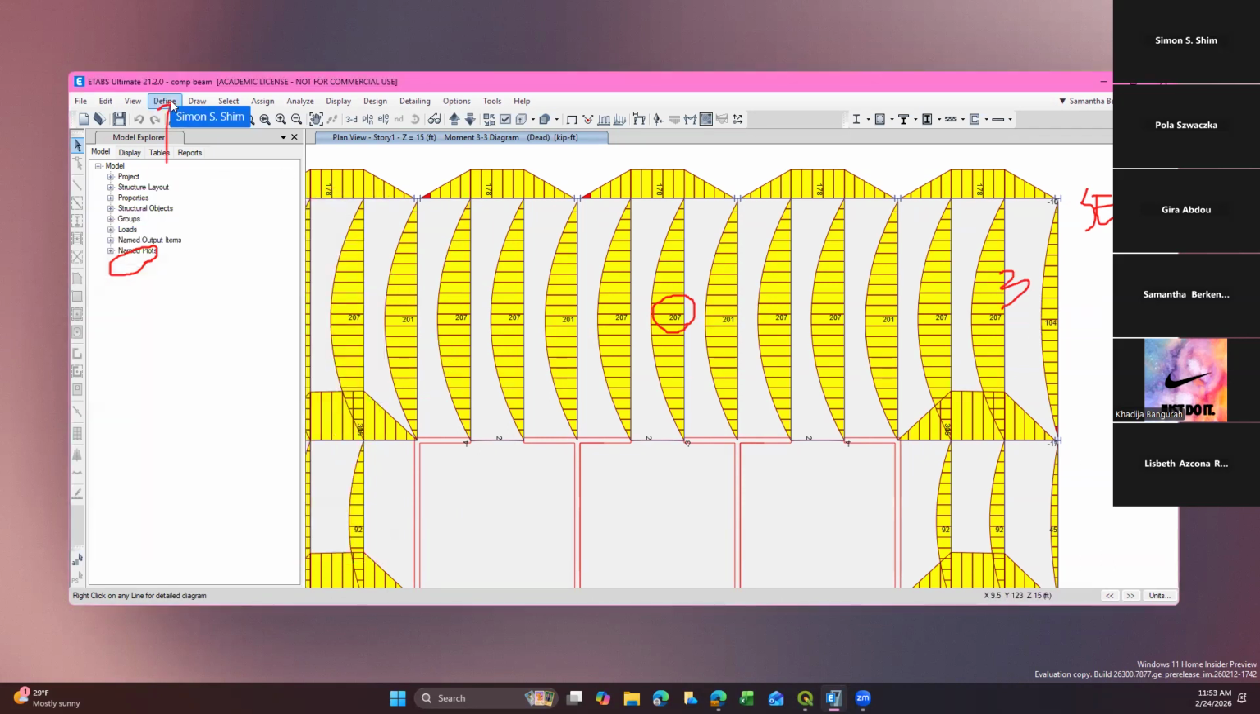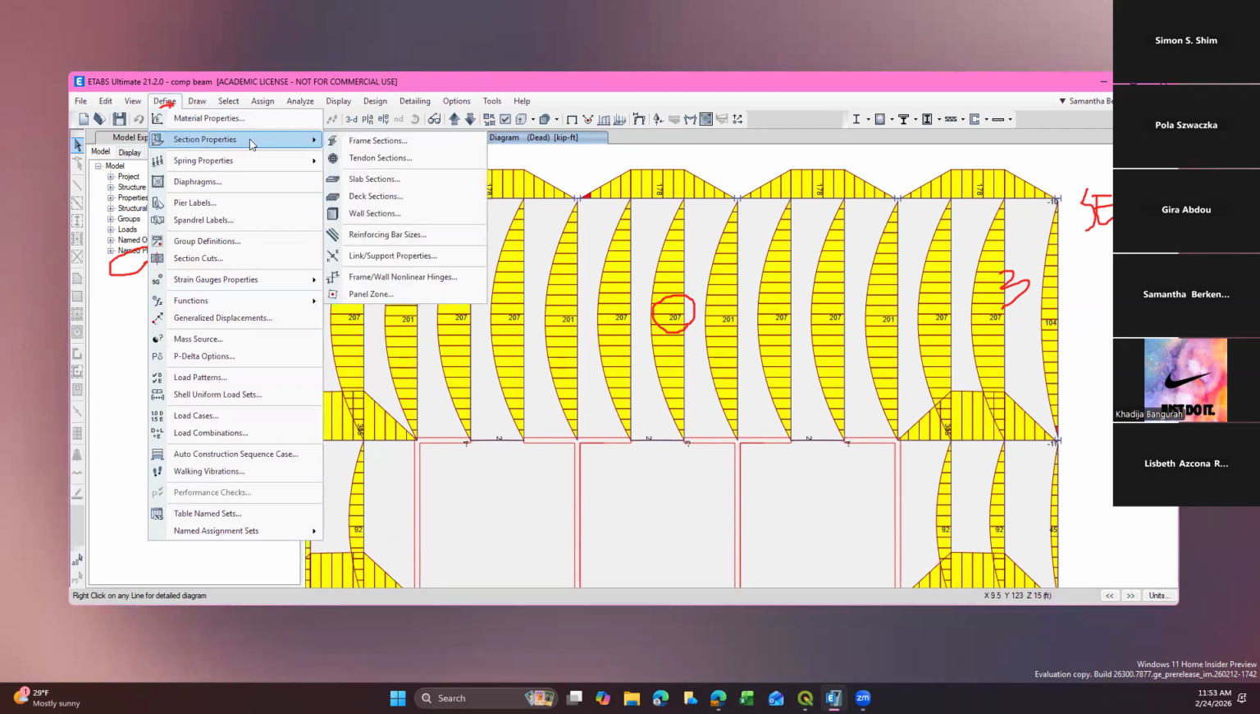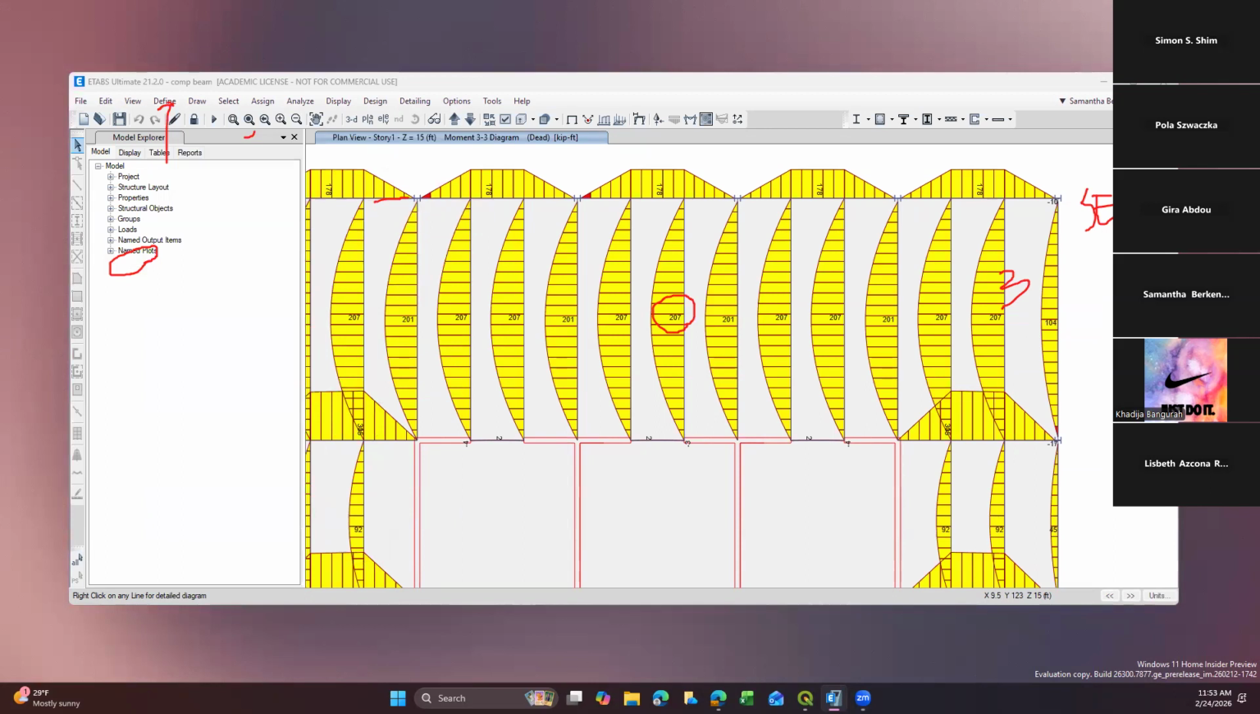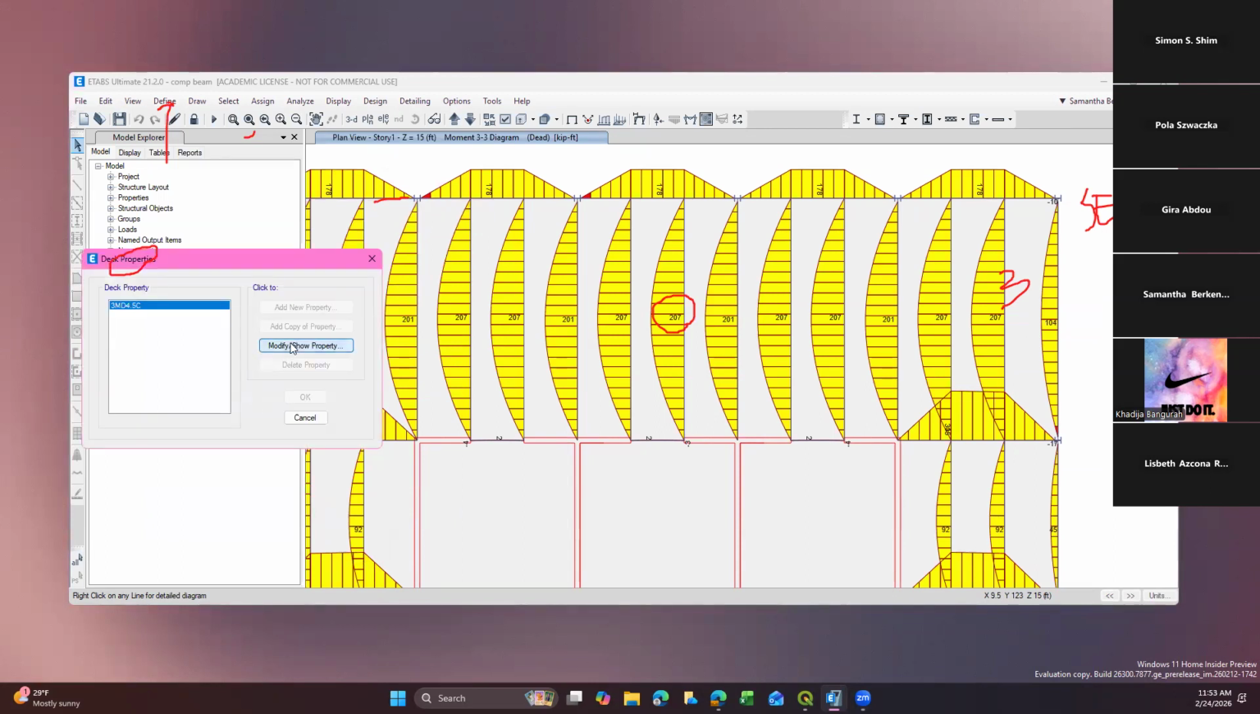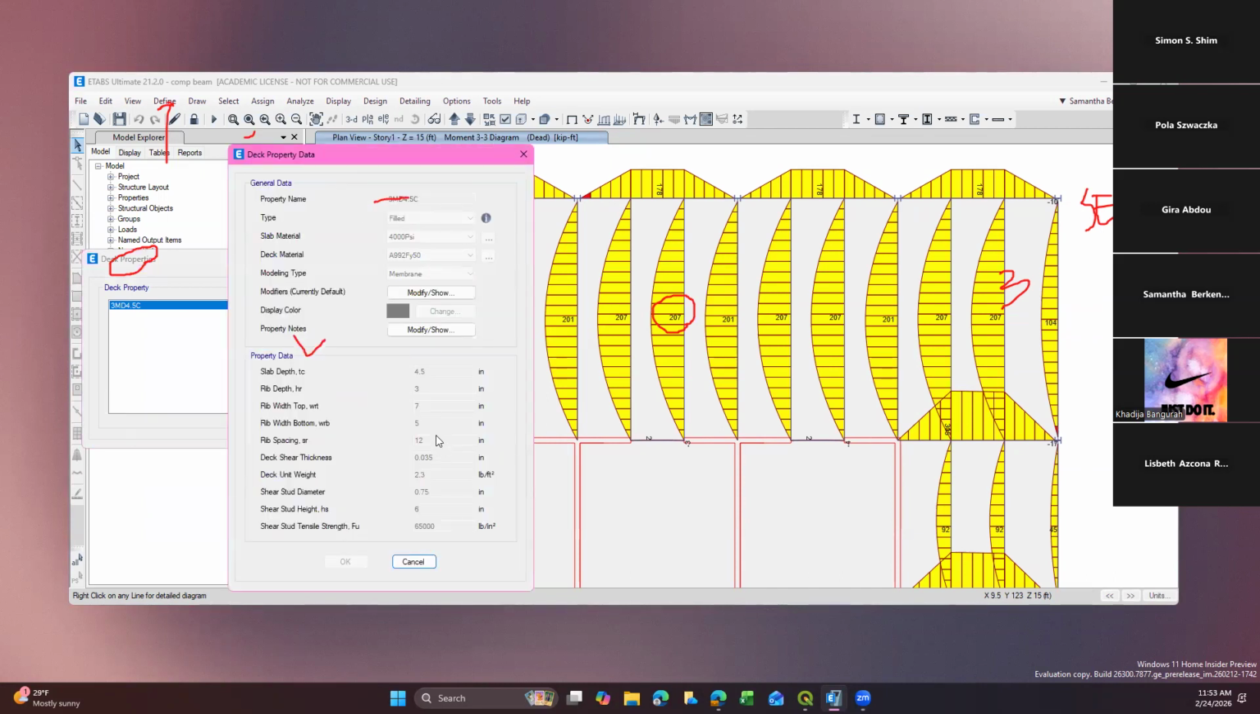Go to define, and section and deck section. Click it open. So using 3-inch metal deck and 4.5 inch concrete. So normal weight 4,000 psi concrete. Okay, so that being said, again, we should be able to calculate this, right?